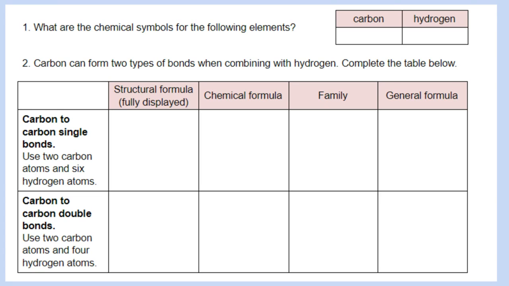Now you know that. If you couldn't fill it in before, pause the video, see if you can do the bottom row. If you've done the top row and the bottom row would be 2 carbon atoms with a double bond in between them, 4 hydrogen atoms around it, 2 on each carbon. The chemical formula would be C2H4. It's an alkene family, and its general formula is CnH2n.